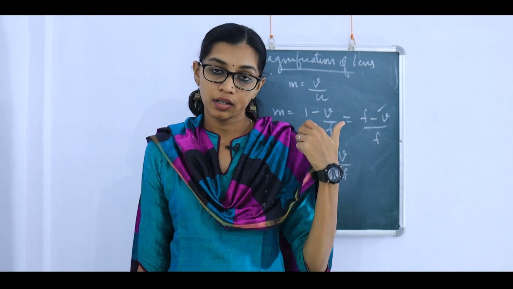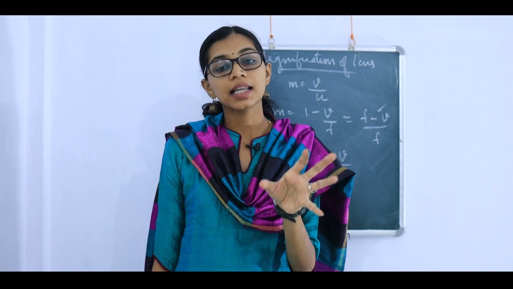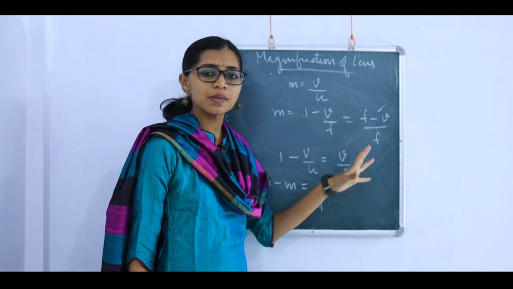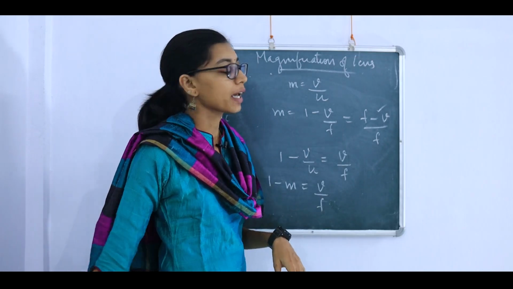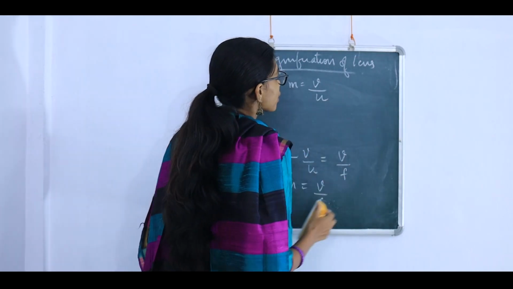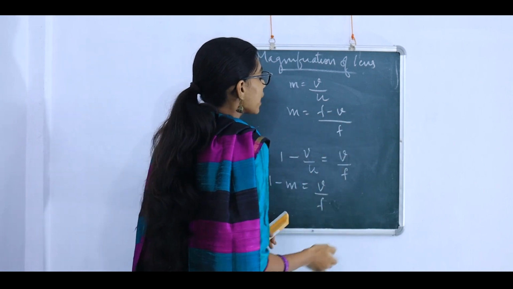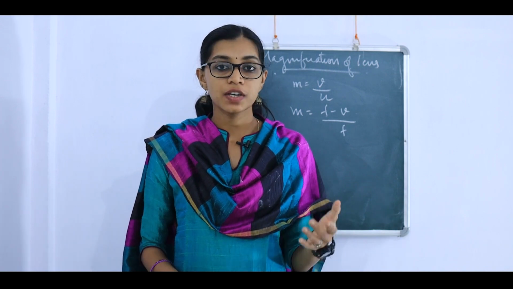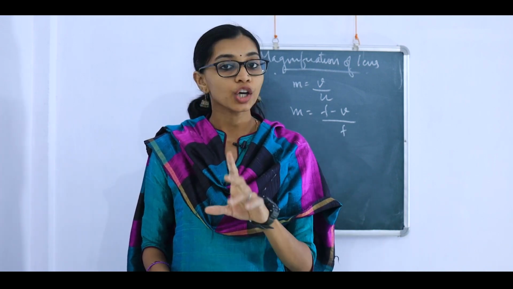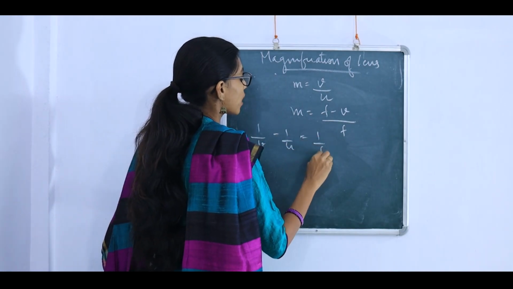We took the lens formula 1 by v minus 1 by u is equal to 1 by f, and in that we multiplied throughout with v and we solved it, just mathematics, and we got f minus v divided by f. So I write one more equation of m is equal to f minus v divided by f. Now, just like we did for the previous one, we can also divide throughout by u, the same lens formula. So 1 by v minus 1 by u is equal to 1 by f.